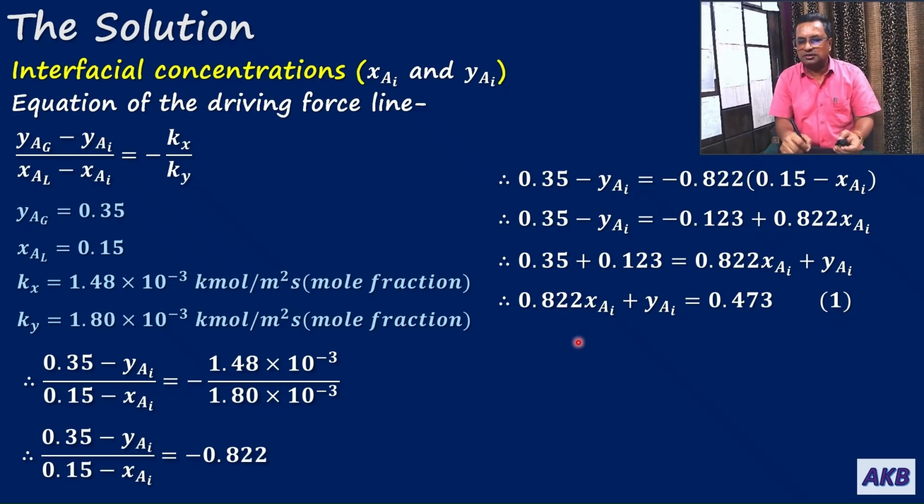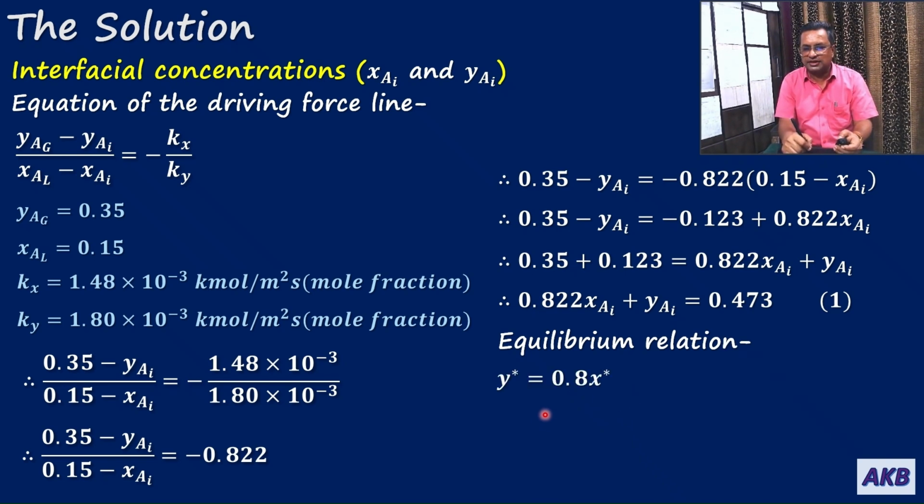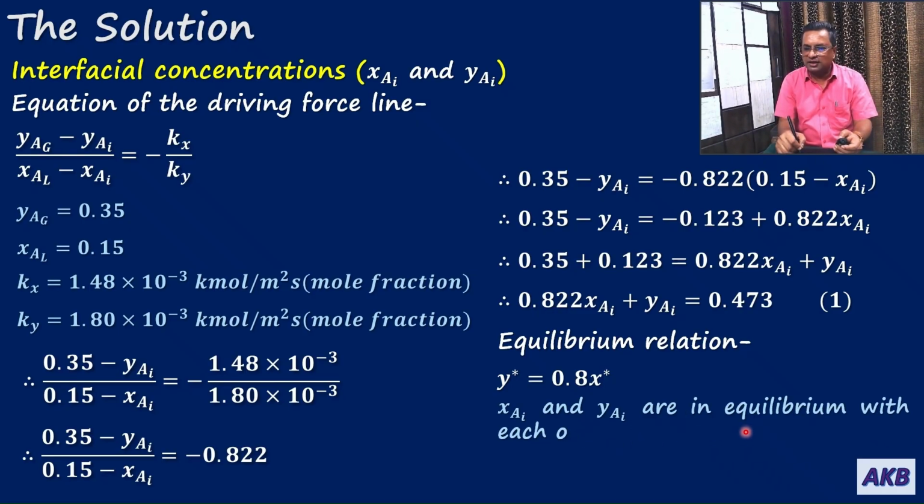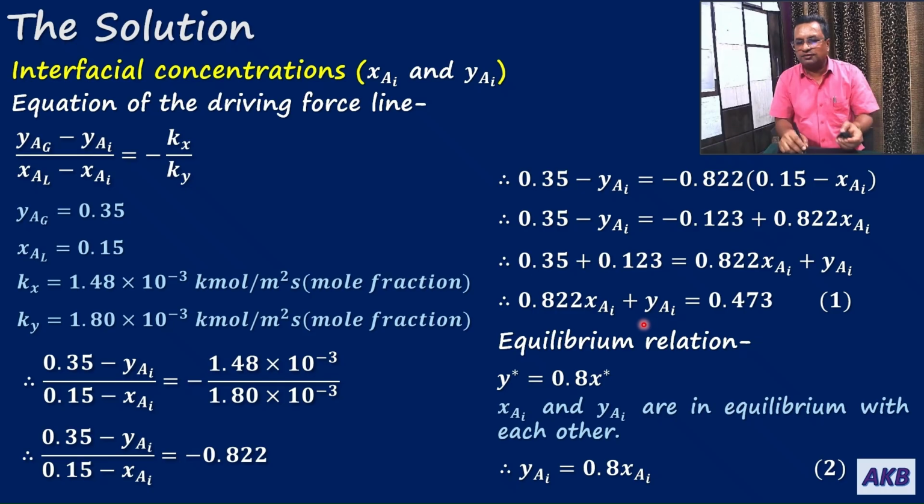Equation 1 is in terms of XAI and YAI. Now you have the equilibrium relationship, which is Y star is equal to 0.8 X star, and we know that XAI and YAI are in equilibrium with each other, so they will satisfy this equation. So it will be YAI is equal to 0.8 into XAI, and that is equation 2. So now you have equation 1 and equation 2 in terms of XAI and YAI. Now our job is to solve these two equations simultaneously and get the values of XAI and YAI. Let us move ahead.